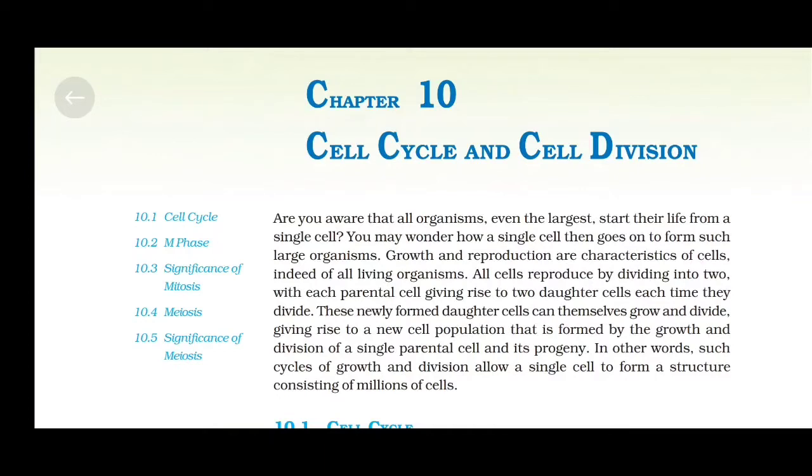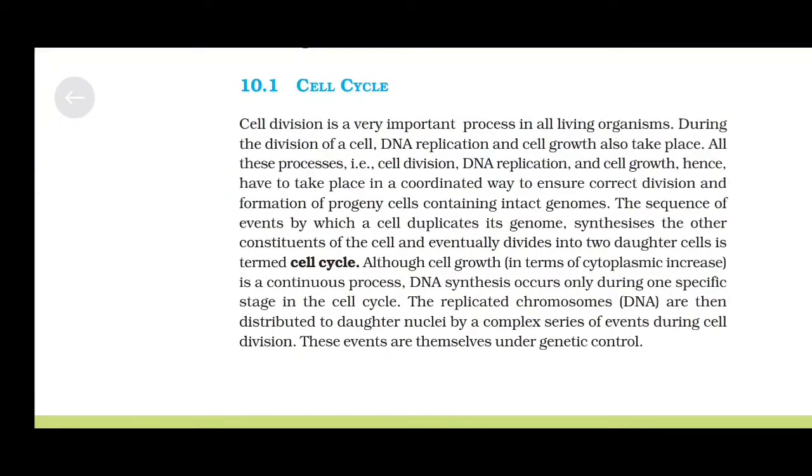All cells reproduce by dividing into two, with each parental cell giving rise to two daughter cells each time they divide. These newly formed daughter cells can themselves grow and divide, giving rise to a new cell population that is formed by growth and division of a single parental cell and its progeny. In other words, such cycles of growth and division allow a single cell to form a structure consisting of millions of cells. Cell cycle.